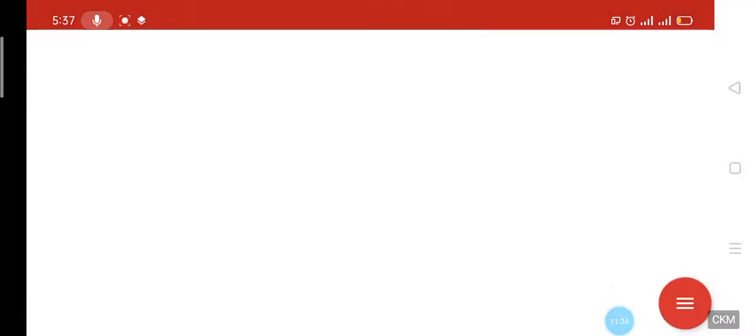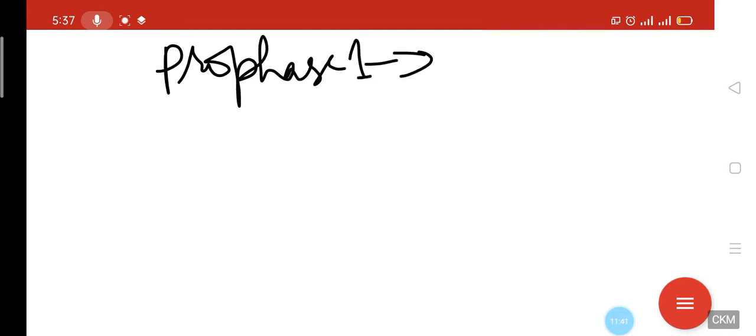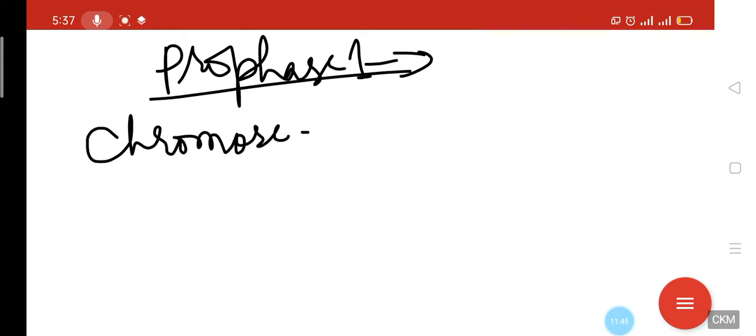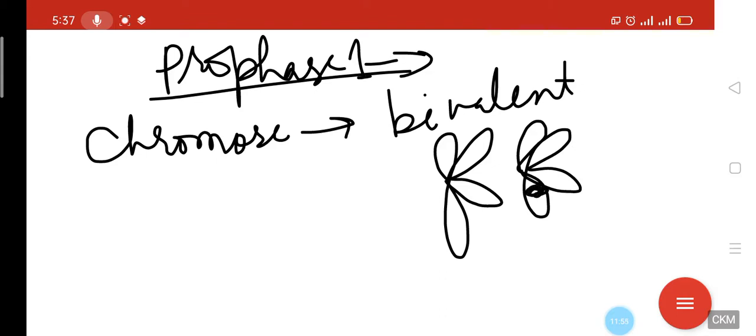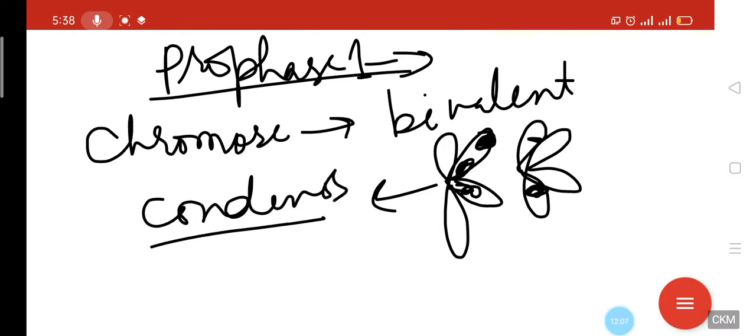After genetic variation, what will happen in the prophase? The chromosomes will remain bivalent, meaning the chromosomes will remain like that, a tetrad, you can say. The chromosomes will remain in that condition, and they are going to get more condensed.